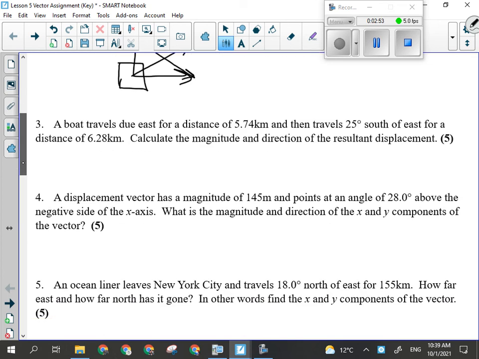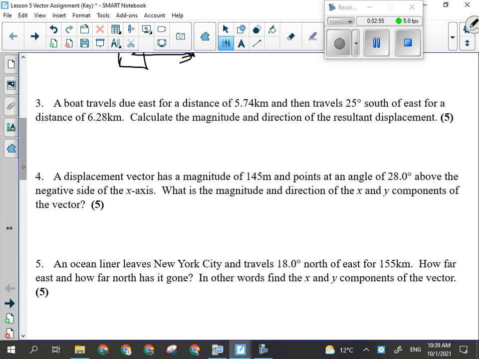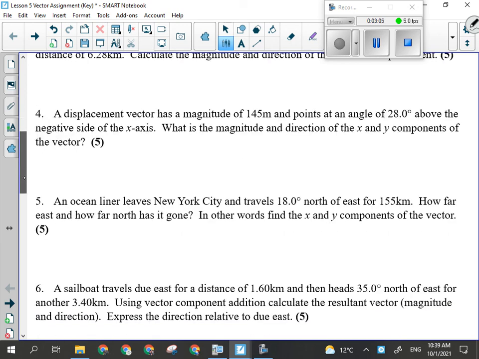Question number 3, don't overthink that one as well. That one's pretty straightforward, very much like what you would get on an exam. We've done a ton of questions like number 3. Question number 4 is simply asking you to calculate the vector components. So it's saying, here's a single vector, find x and find y.